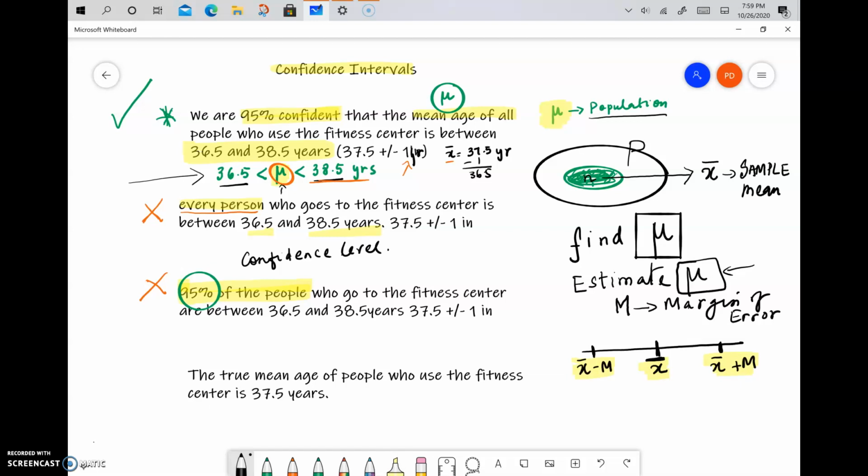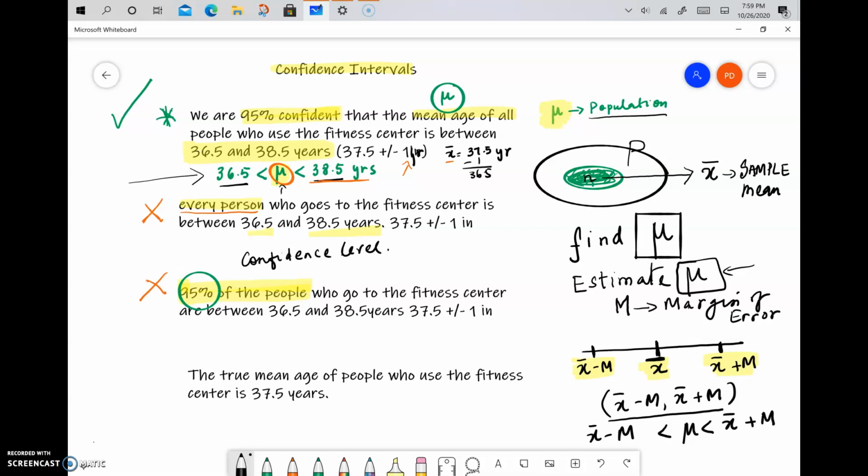Using x bar minus M and x bar plus M, we construct a confidence interval. A confidence interval is nothing but a range of values that is used to estimate the mean. At the end of the problem, we say with a certain level of confidence that mu, the population mean, sits between x bar minus M and x bar plus M, with x bar minus M always to the left of x bar plus M.